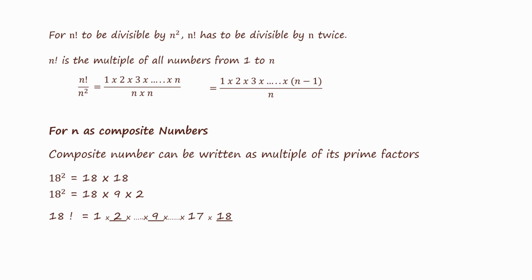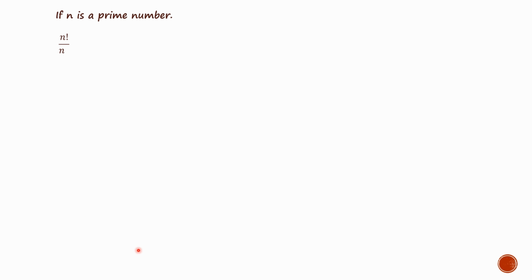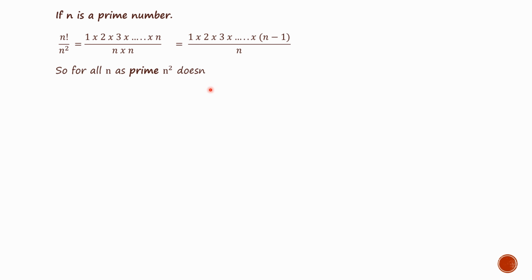Now what about prime numbers? If n is a prime number, n factorial by n squared, as we have done previously, can be written as 1 times 2 times 3 till n minus 1, divided by n. If n is a prime number, there are no factors or no multiple of n in the numerator. So the numerator is not divisible by n. That means for all n, if n is a prime number, n squared does not divide n factorial.